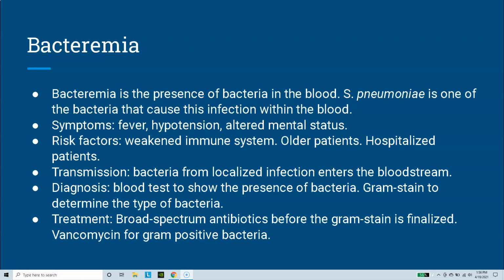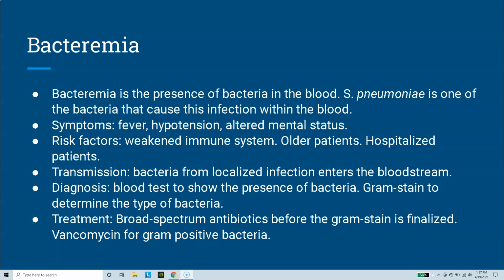Bacteremia is another disease that can be caused by Streptococcus pneumonia, and it's the presence of bacteria in the blood. Symptoms are fever, hypotension, and altered mental status. Risk factors include a weakened immune system, older patients, and hospitalized patients. Transmission is when bacteria from a localized infection enter the bloodstream. Diagnosis is blood tests to show the presence of bacteria and the gram stain to determine the type of bacteria causing the infection in the blood.